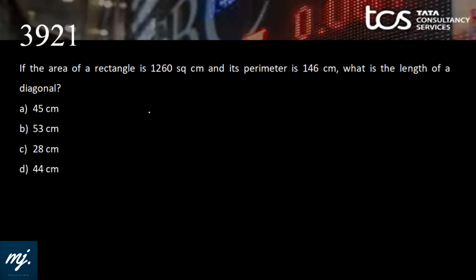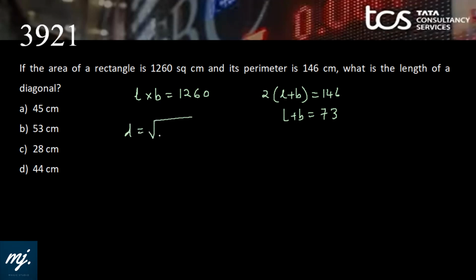Okay, now what do we have? A rectangle. Area of the rectangle is 1260 square centimeter, that means length into breadth is 1260, and its perimeter is 146. Perimeter is 2(L + B) = 146, that means length plus breadth is 73. What is the length of the diagonal? The length of the diagonal is given by √(L² + B²).